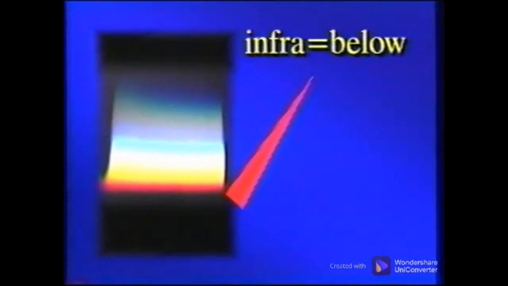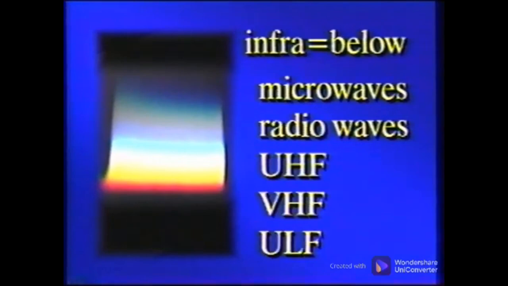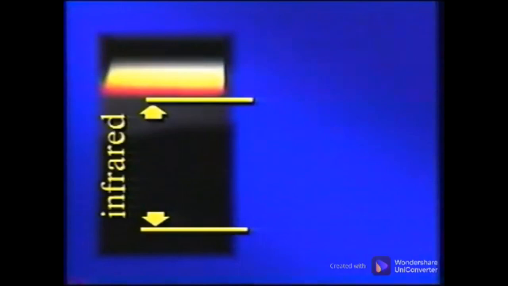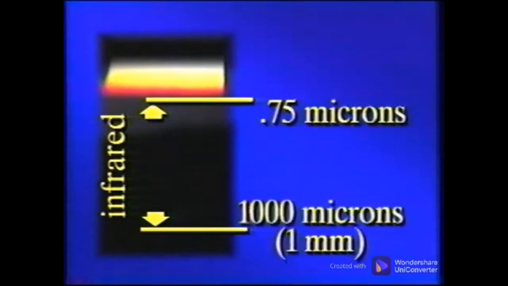Beyond infrared is the region of microwaves, and then the radio waves, the UHF, VHF, and the ULF. At the other end of the visible spectrum is the color violet. The wavelengths just above violet are referred to as ultraviolet. Above that are X-rays and then gamma rays. Over the course of time, special sensors have been developed that are particularly sensitive to electromagnetic waves in the range of infrared, which is from 0.75 microns to 1,000 microns or 1 millimeter.